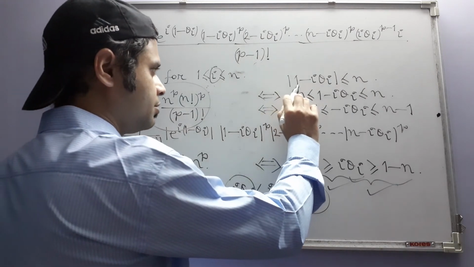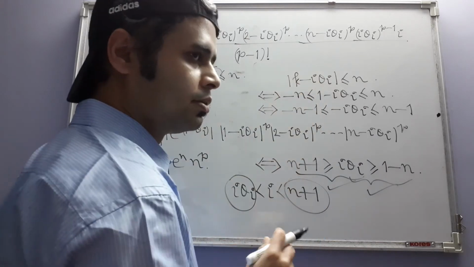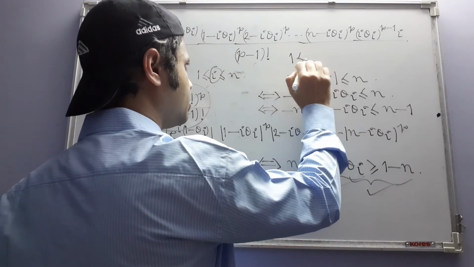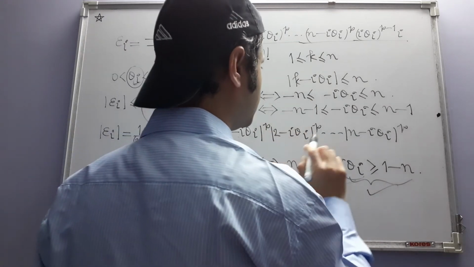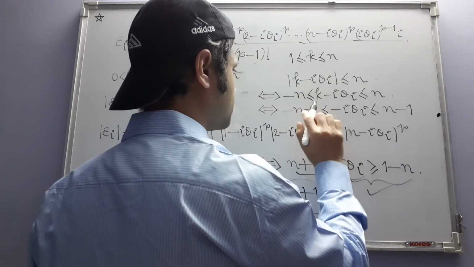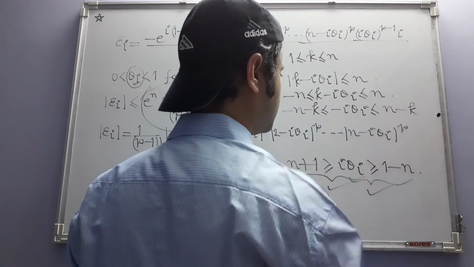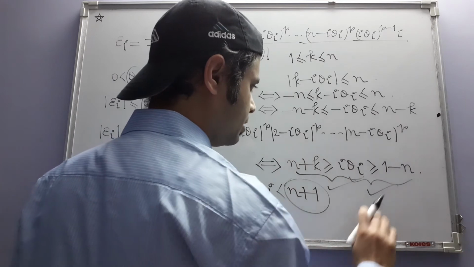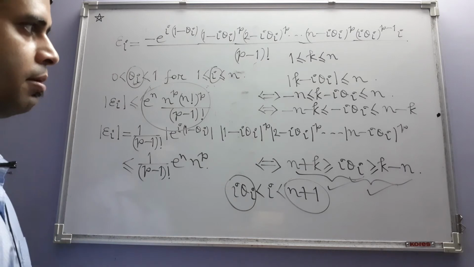Now if you have any other positive integer k in its place, will things change significantly, where k itself is in between 1 and n? Let's see. So we then have this, and here we have n minus k. So that means n plus k, here we have k minus n. Okay.